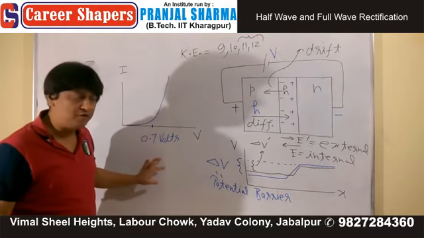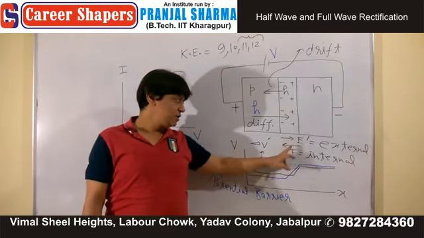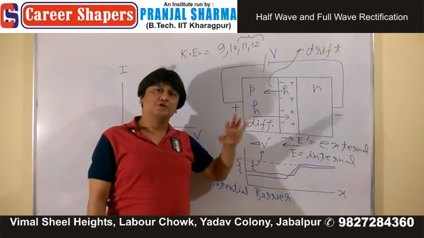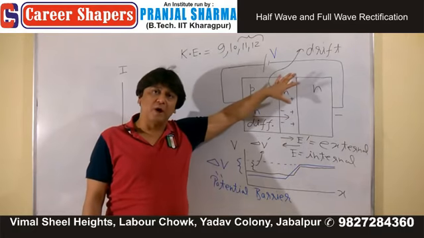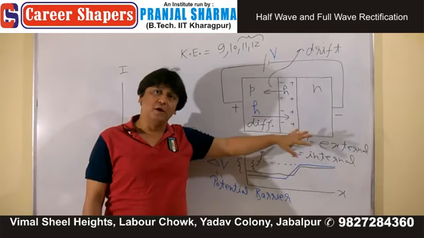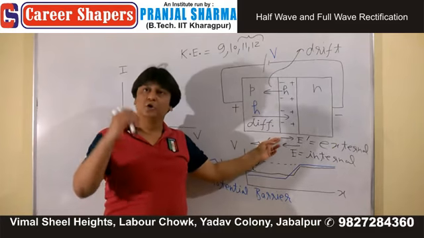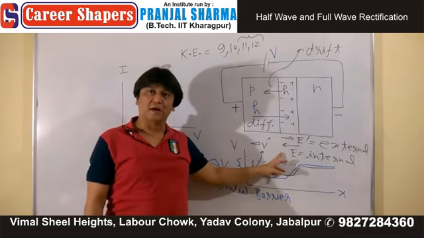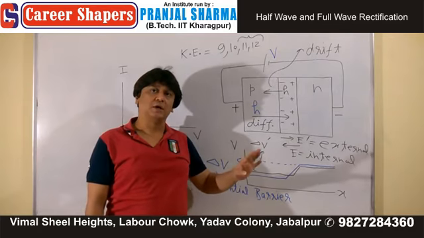So at 0.7, remember your E dash is equal to E. It's not that the moment you apply a forward bias, at that very moment your external field should be greater than the internal electric field. No, that doesn't happen.